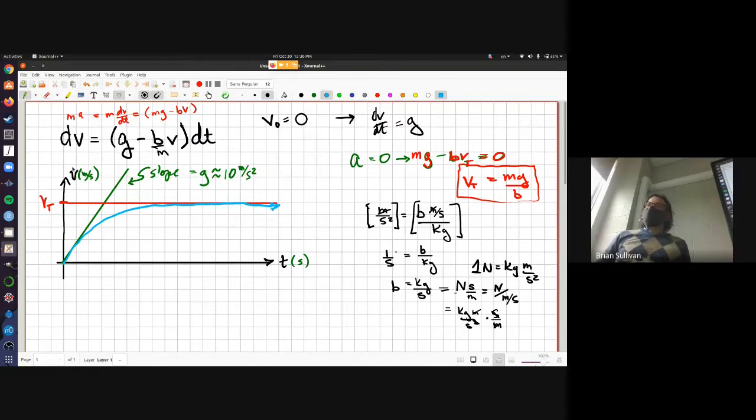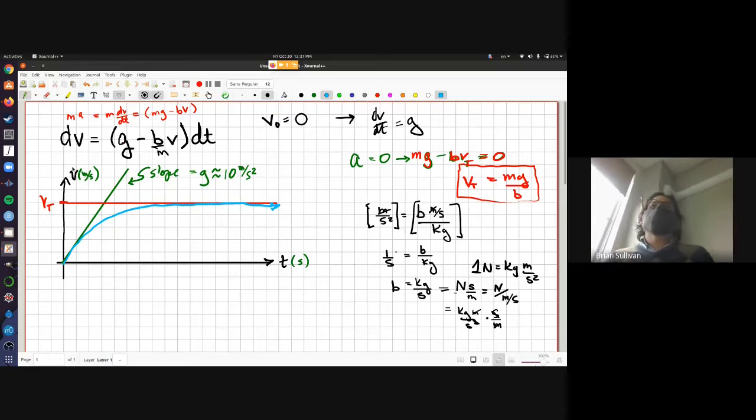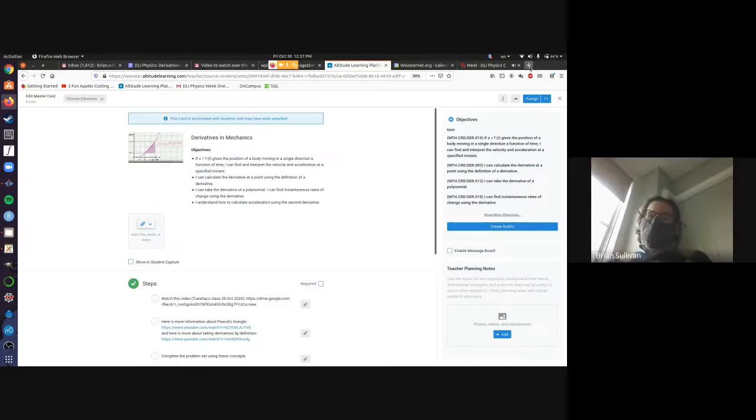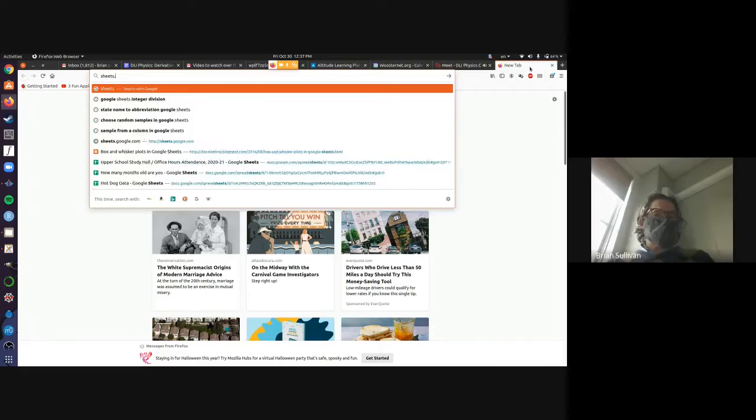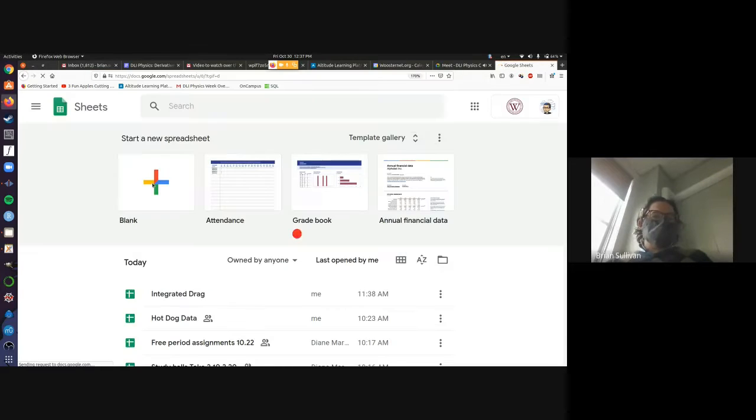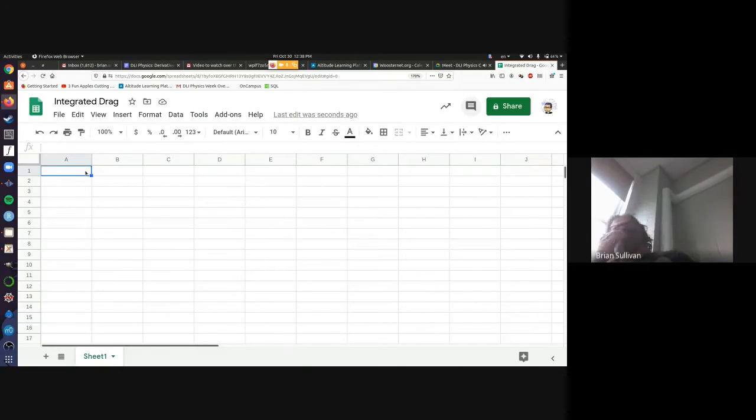Can we solve this equation? Yes, we can. Let's do it. You'll need a spreadsheet. We've done this once before for projectile motion. I'm over at sheets.google.com, blank sheet. What's the thing that keeps on ticking into the future here?